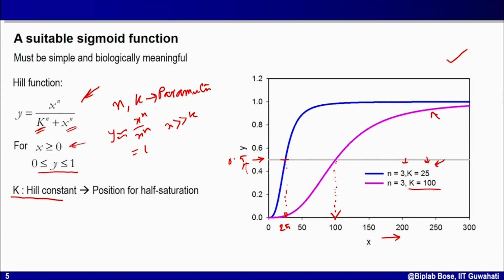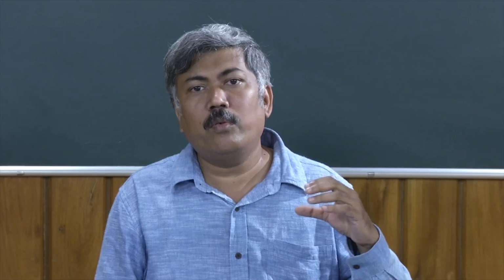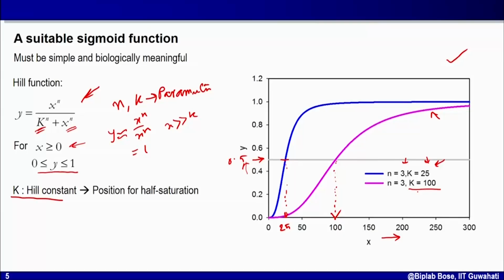So 0.5 is half saturation because the maximum value is 1. And k represents where I reach that half saturation value. You can easily imagine that by experiment I can actually measure this half saturation value. That means I can measure the value of x for which the value of y will be 0.5, the half saturation, and that is my k. And this k is called the Hill constant.